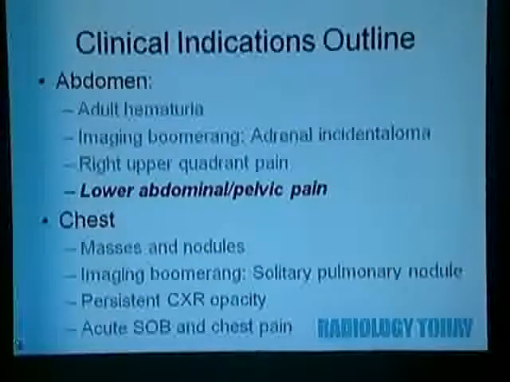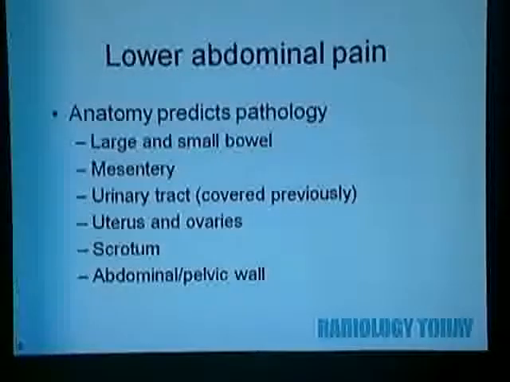So next, we're going to move on to lower abdominal and pelvic pain. Now, like anything, the anatomy is going to predict the pathology we're looking at. And in the lower abdomen and pelvis, we are dealing with large and small bowel, mesentery, the urinary tract, uterus and ovaries in females, the scrotum and scrotal contents in males, as well as the abdominal and pelvic wall.